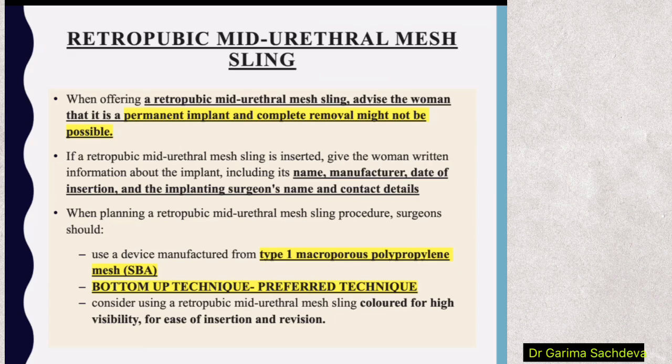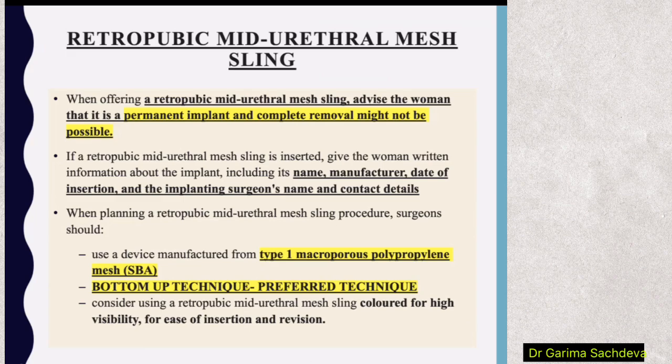If a retropubic mid-urethral mesh sling is inserted, give the women written information about the implant, including its name, manufacturer, date of insertion, and implanting surgeon name and contact details. And when planning a retropubic mid-urethral mesh sling procedure, the surgeon should use a device. This is asked in a question. They ask you what this mesh is made up of. It is made up of type 1 macroporous polypropylene mesh. So this was one of the SBAs.